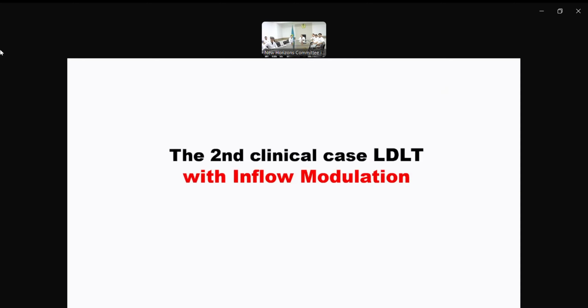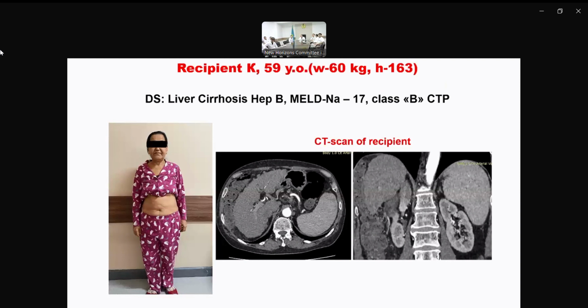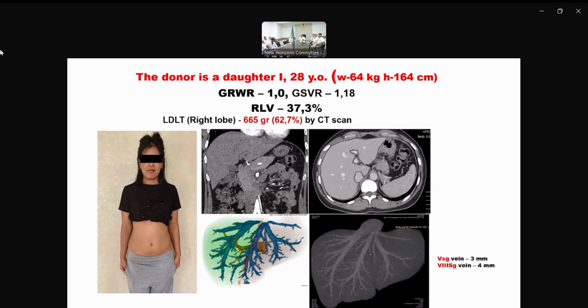Second clinical case of LDLT in a young donor with portal flow modulation. Recipient: 59-year-old female with weight 60 kilograms and height 163, with diagnosis liver cirrhosis, MELD 17, class B according to Child-Pugh, and the outcome of chronic viral hepatitis B, chronic liver failure. The donor is a daughter, 28 years old, weight 64 kilograms, height 164 centimeters, GRWR 1, GSVR 1.18, remnant 37.3%.